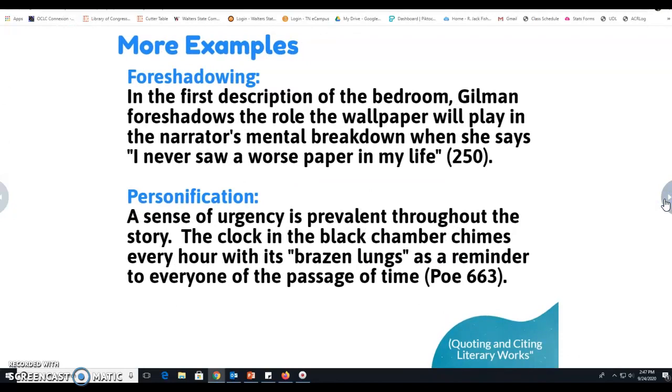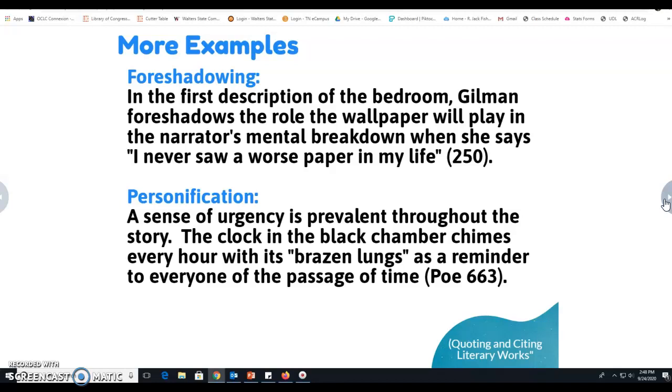And just a couple more examples. I did not create the foreshadowing one, but in the first description of the bedroom, Gilman foreshadows the role the wallpaper will play in the narrator's mental breakdown when she says, quote, "I never saw a worse paper in my life," end quote. And so that phrase from the story is reinforcing and showing foreshadowing for what happens later in the story. So that's an example of foreshadowing.